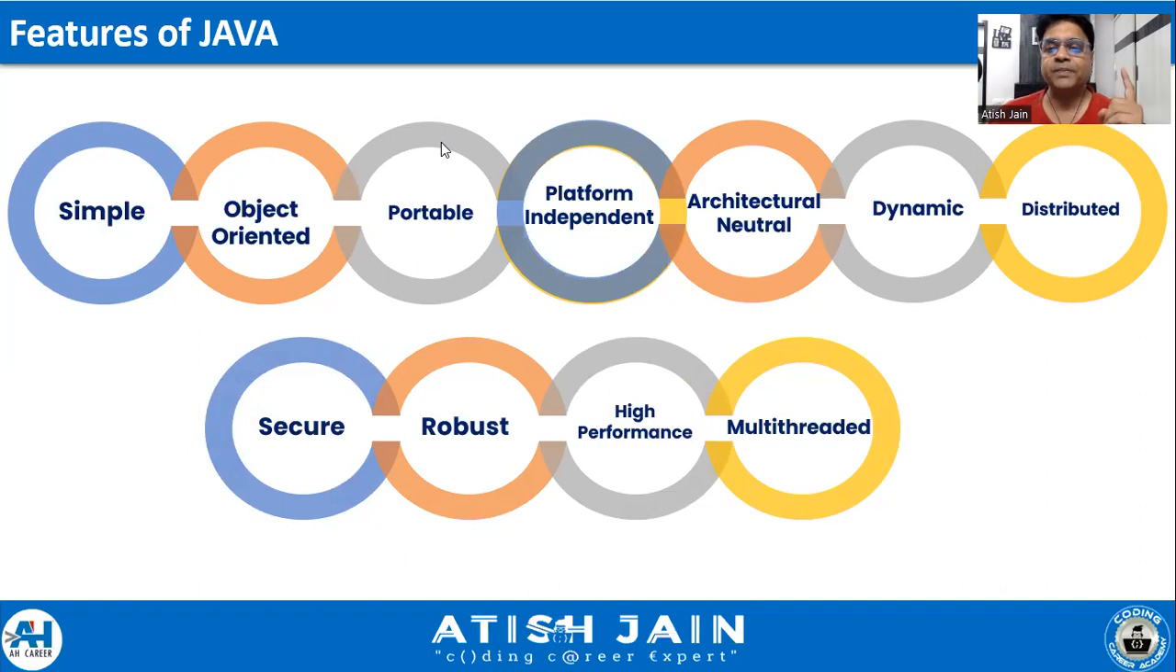Java is simple, it is object oriented, it is portable, it is platform independent, architectural neutral, dynamic, distributed, secure, it is robust. The Java applications will run on high performance, means the performance of Java applications is very high. Java is a multi-threaded programming language. Let me explain each and every feature in detail.